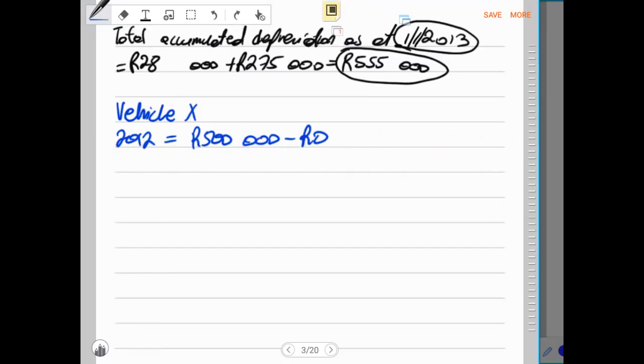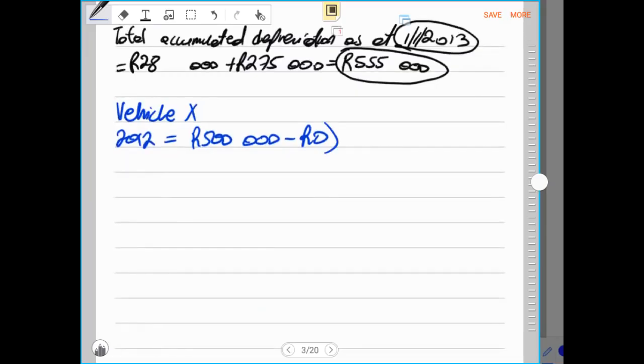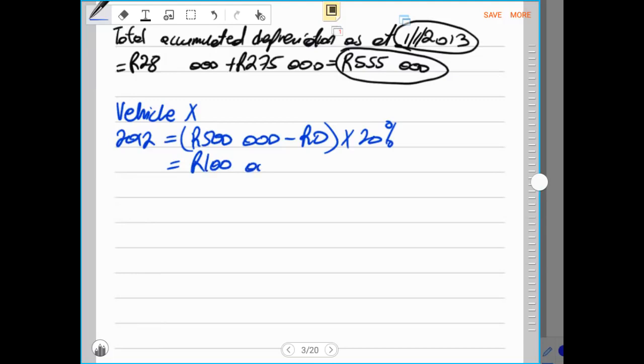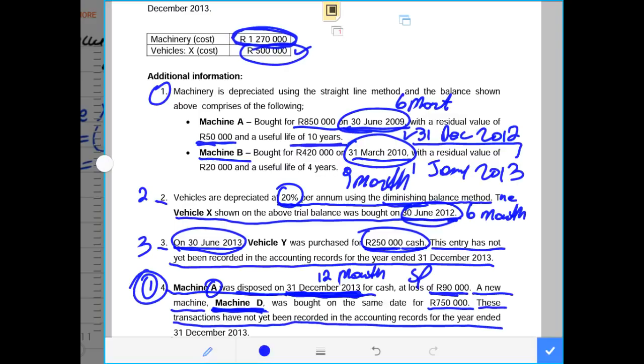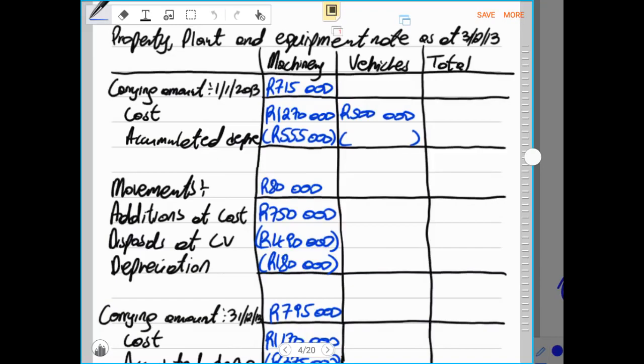Then we take into account the useful life of this asset. Oh, we are not given directly the useful life, but 20%, and 20% is 5 years if you did not know. So now, meaning it will be times this by 20%. Then now we get to our depreciation for the full year. 500,000 times by 0.2, it gives us 100,000 rands at the depreciation for the full year. But this vehicle X was bought at the end of June, meaning depreciation must be for 6 months in the year 2012. So now we times this by 6 over 12, then this will obviously give us 50,000 rands. 50,000 rands, the depreciation at the end of December 2012. And that becomes the opening balance in the year 2013.